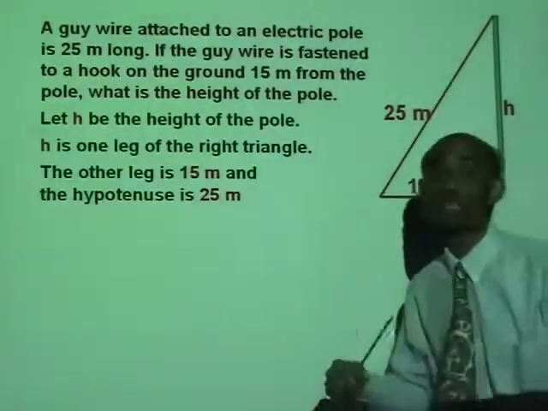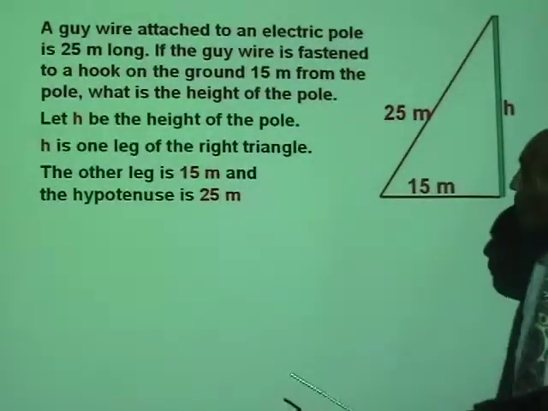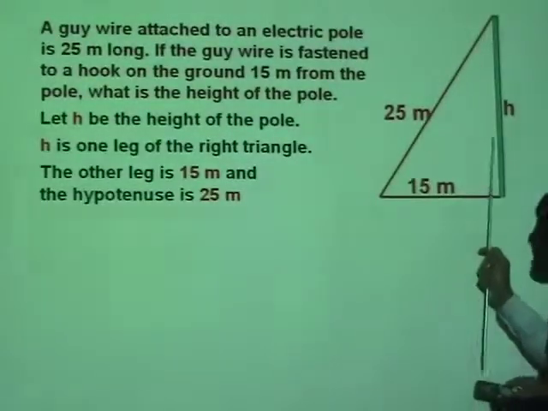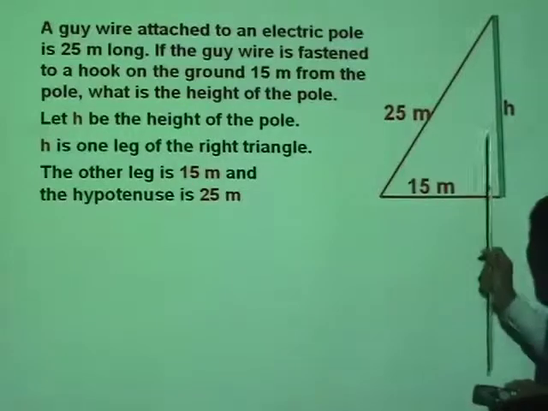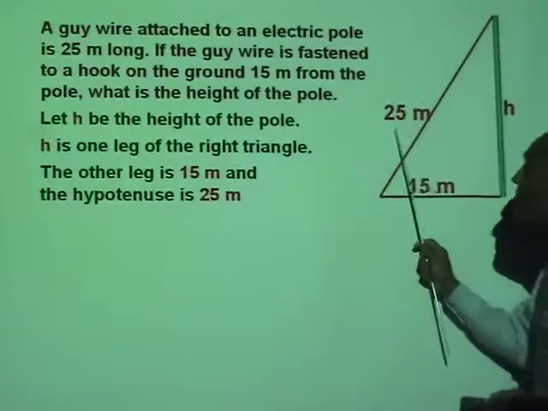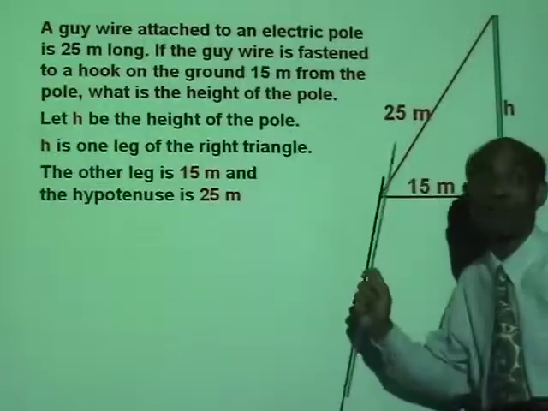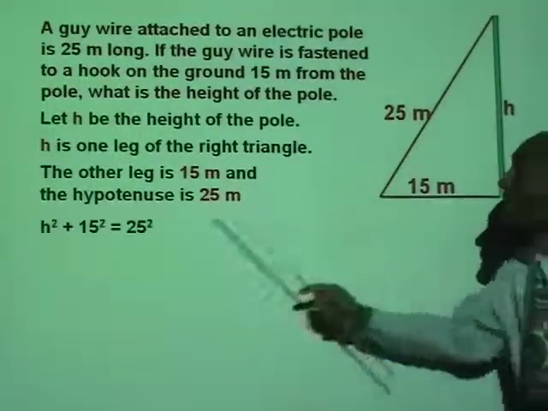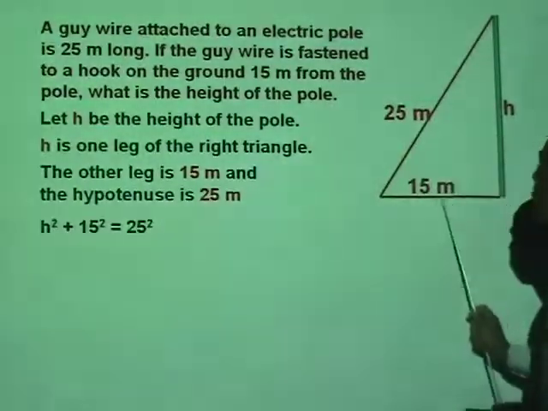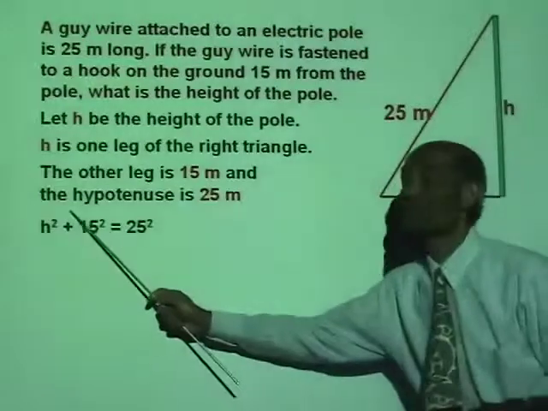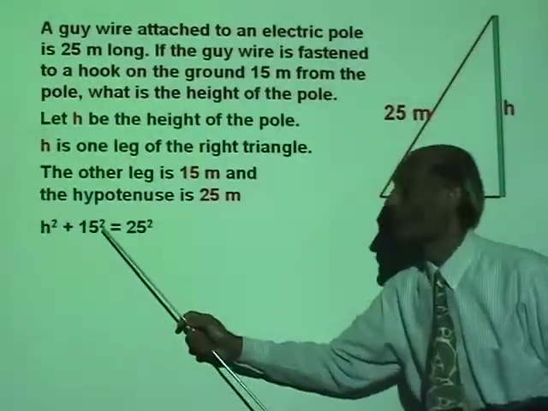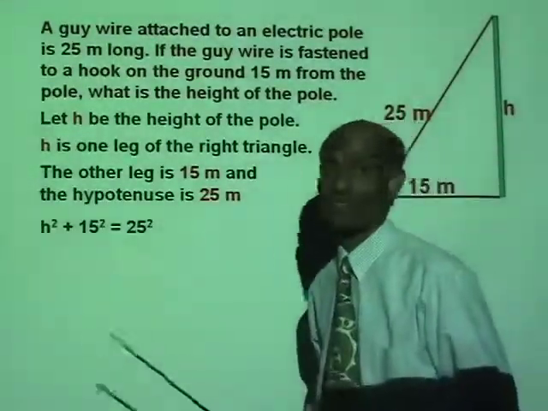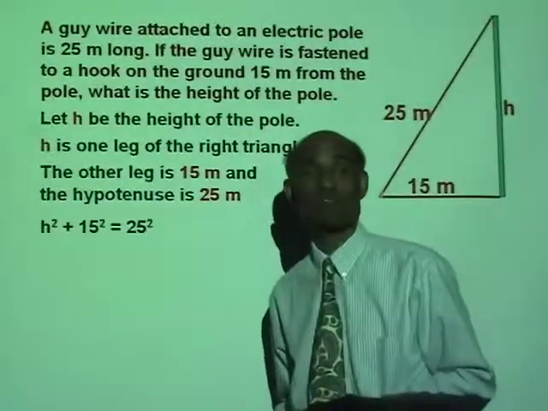Alright, can we use the Pythagoras theorem here? What does the Pythagoras theorem say? If you square one leg and square the other leg, add them together, the result will be equal to the square of the hypotenuse. So, look at the way I have done it. I have squared one leg, that is H squared. Then I squared the second leg, that is 15 squared, and added them. And that is equal to the square of the hypotenuse. I have now used the Pythagoras theorem.